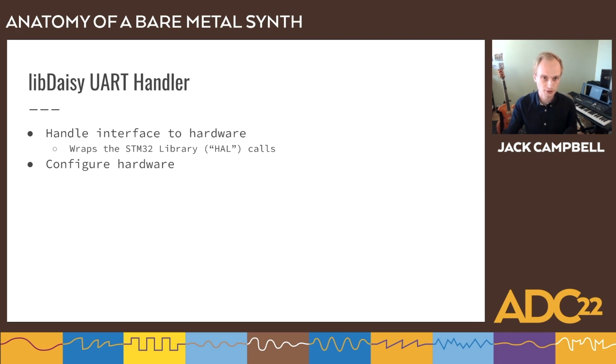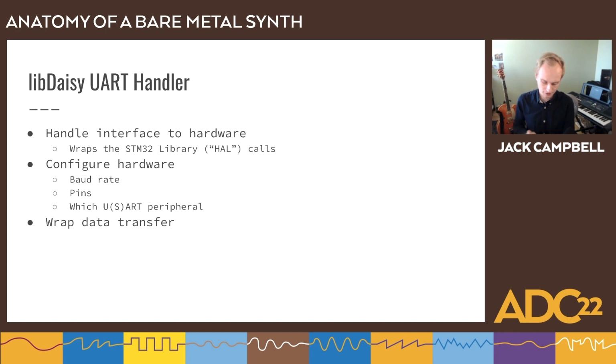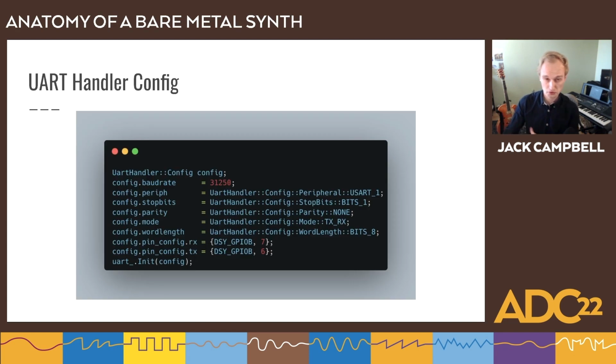You could do this straight with the STM32 HAL, but you don't have to. The libDaisy stuff does it for you. It sets the baud rate to the MIDI spec, multiplexes the pins, decides which UART peripheral to talk to, and then there's the other half of this, which is the data transfer. How do we actually get this data that's being sent to this pin to our program? We'll talk about that in about 2 or 3 slides. But first, I want to talk about something that will come up.